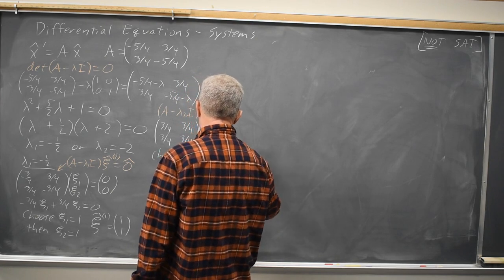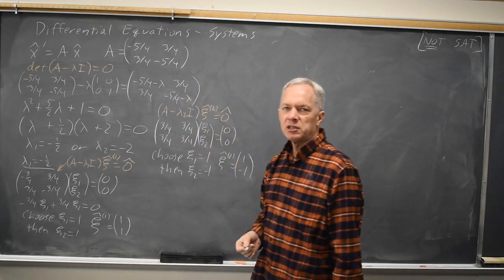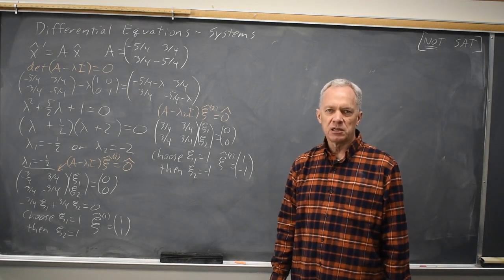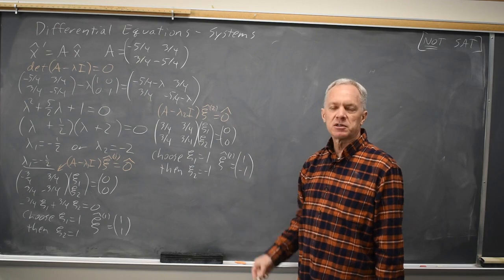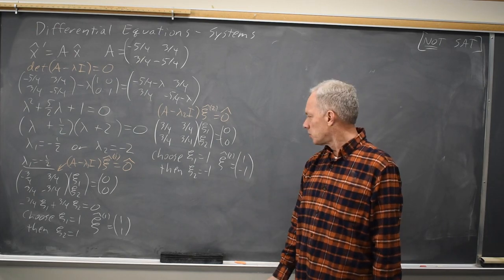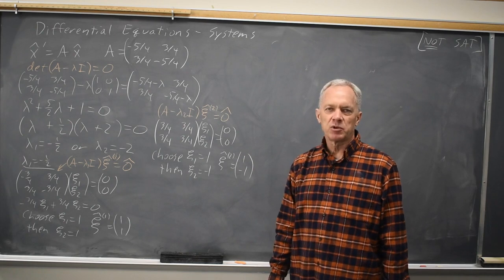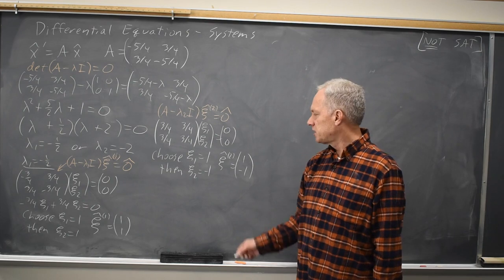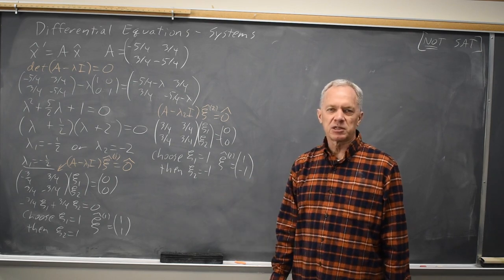In some applications, eigenvectors are required to have magnitude 1, so you would take the sum of the squares of the components, square root that sum, and you end up with 1 over root 2 and negative 1 over root 2. But in most applications, we're fine, and it's easier to use nice, pretty numbers like plus or minus 1.